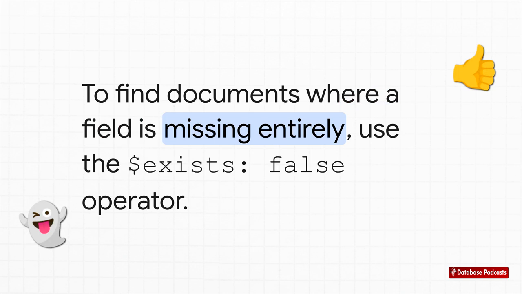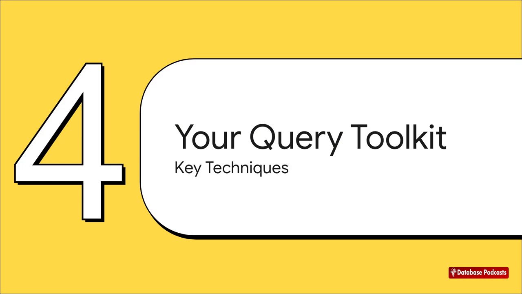And for the total opposite case, when you need to find documents that are missing a field entirely, the $exists: false operator is absolutely the perfect tool. This query isn't going to match fields that are null. It will only find documents where that name field was never even defined in the first place. Phew, we have covered a lot of ground.